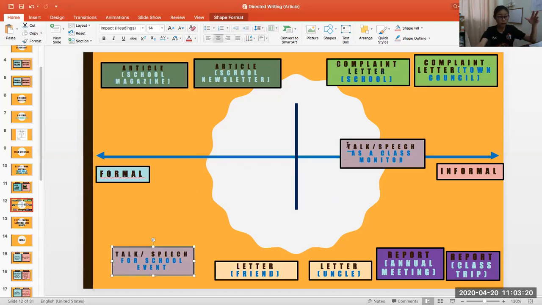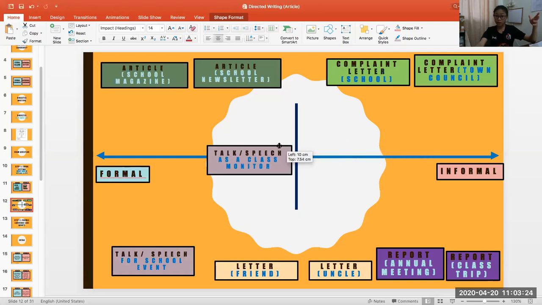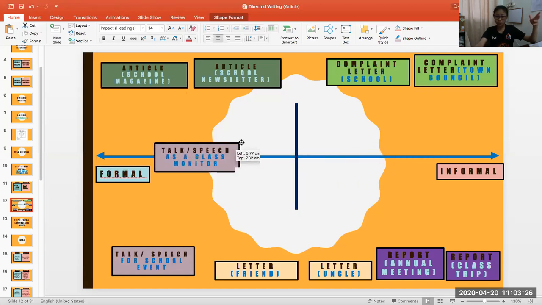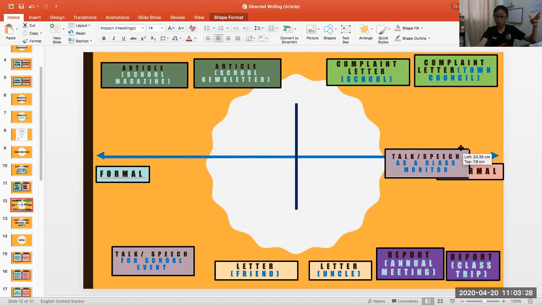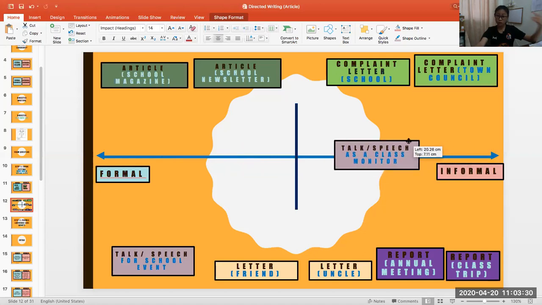So the types of writing is very fluid, like water. It can change. It can change depending on your setting. Setting comes from where? Setting comes from your question.